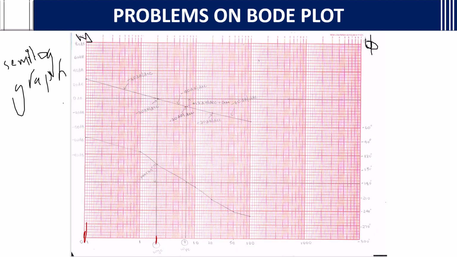Now we are left with the phase plot. For the phase plot, here you should mention the degrees, starting from minus 180. In the theory also we studied, minus 180 degree is the base point for the phase margin. So for the gain or magnitude plot it was 0, and from here for the degree we will write from minus 180.